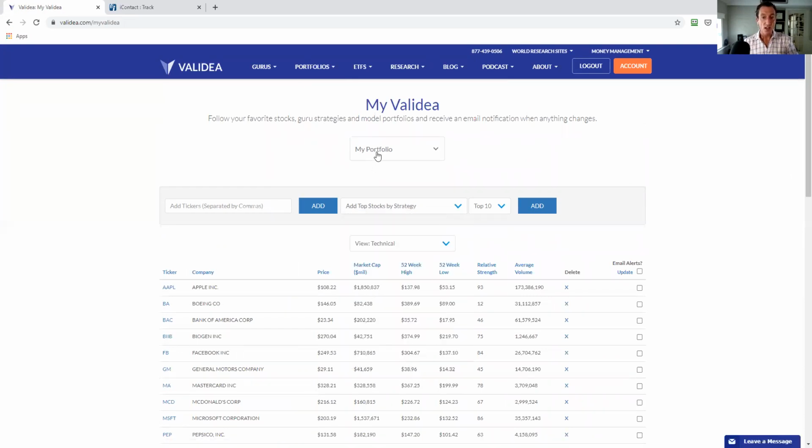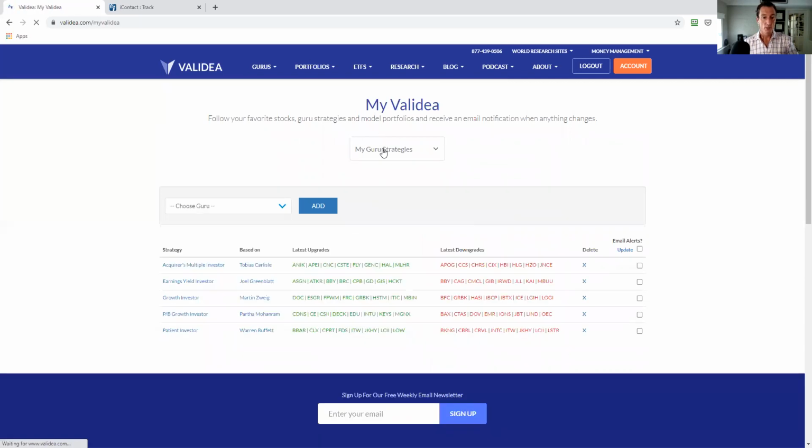So you can add stock, you can add your portfolio of stocks in. You can also follow, you can choose guru strategies to track. So here I just have some loaded in, and this is going to send you the latest upgrades or downgrades from the guru model. You can put in the portfolio that you want to follow. So it's coming up here in a minute.